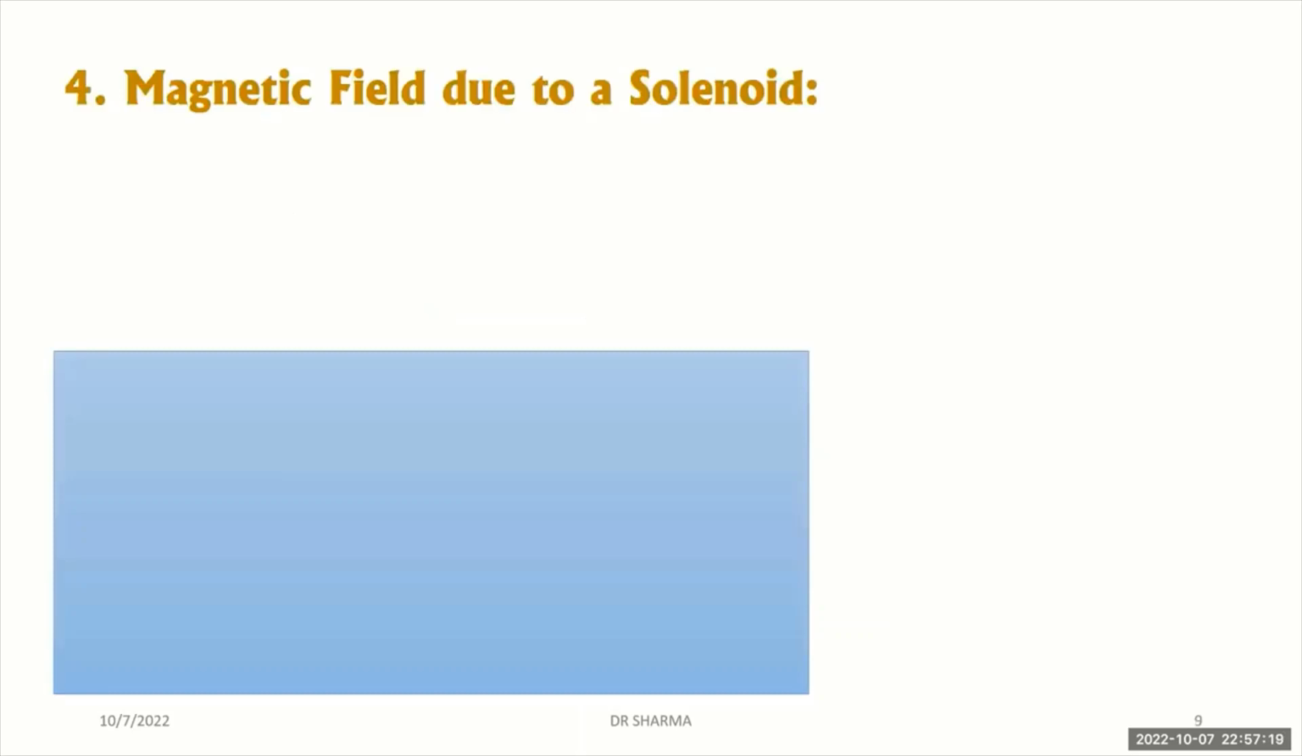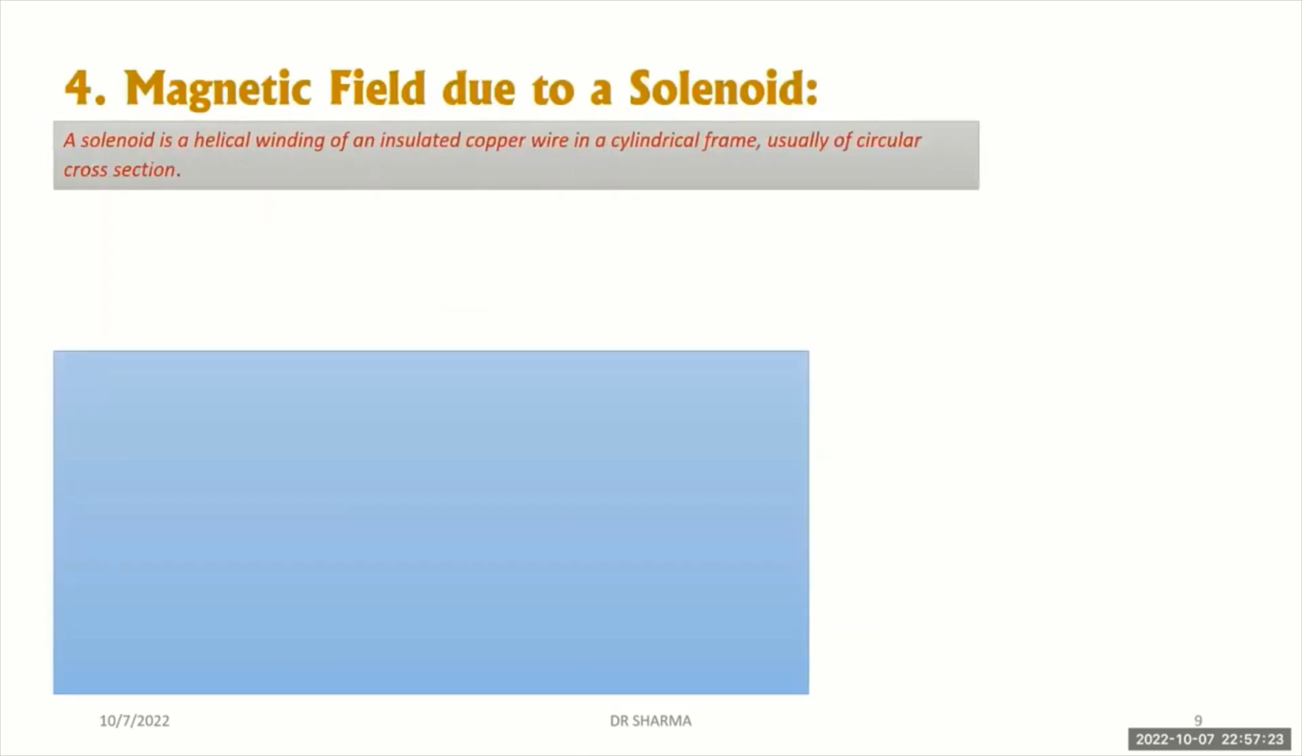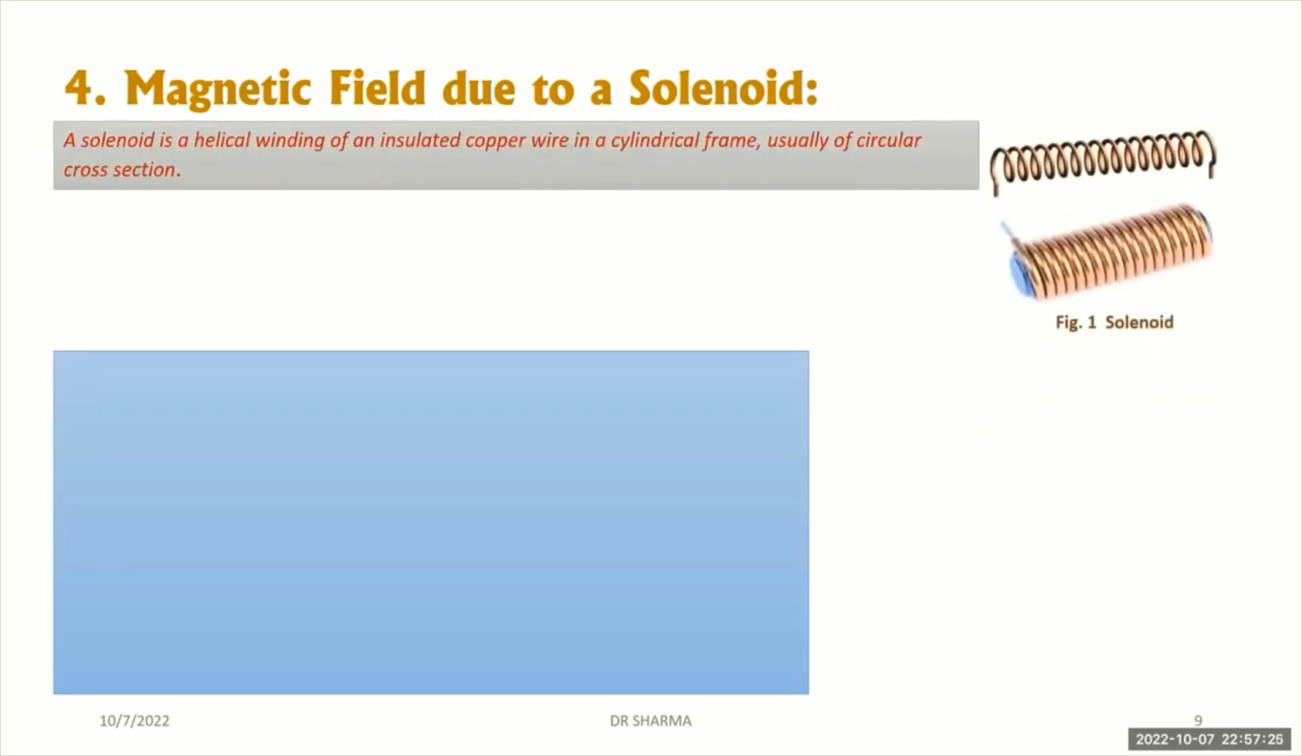Let's go to the next application of Biot-Savart Law, magnetic field due to a solenoid. A solenoid is a helical winding of an insulated copper wire wound on a cylindrical frame, usually of circular cross section, as shown in figure 1. Now we are going to calculate the magnetic field inside a long solenoid.